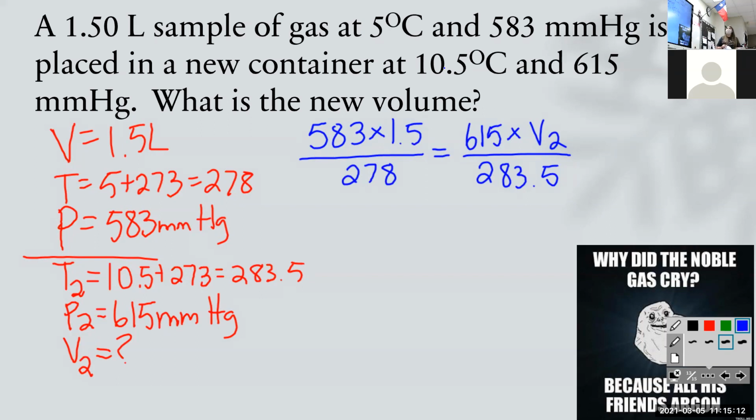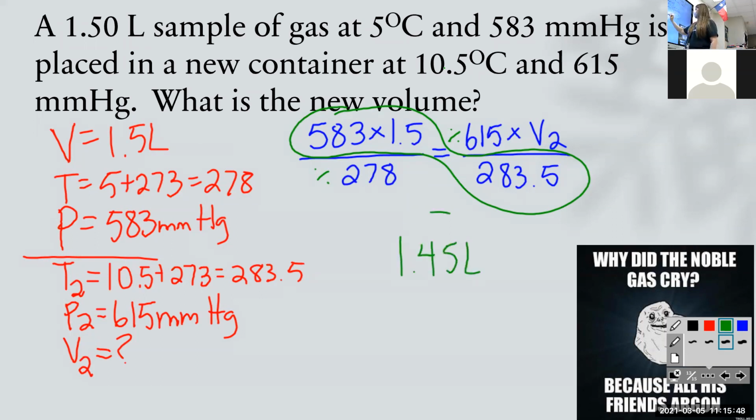Okay. So when you solve these, it's still cross multiply and divide. You're going to multiply the side that you have everything in. So 583 times 1.5 times 283.5. Press enter. Then divide by 278 and divide again by 615. So you're dividing twice. If you do this correctly, you should get 1.45 liters.